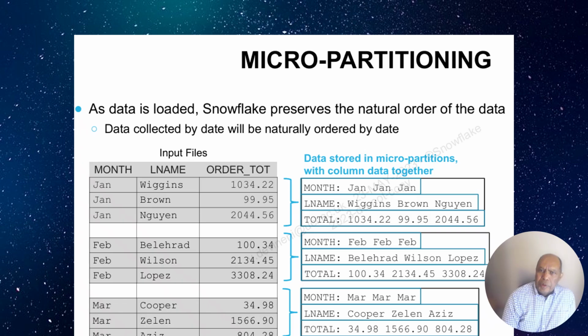Snowflake not only preserves the natural order of data as it arrives, but it also reorganizes how that data is physically stored inside micro-partitions to optimize performance. Data is loaded in natural order as raw data arrives, whether from files, streams, or ingestion pipelines. Snowflake writes the rows into micro-partitions in the same sequence they were received. In the example here, the January rows came first, followed by February, and then March.